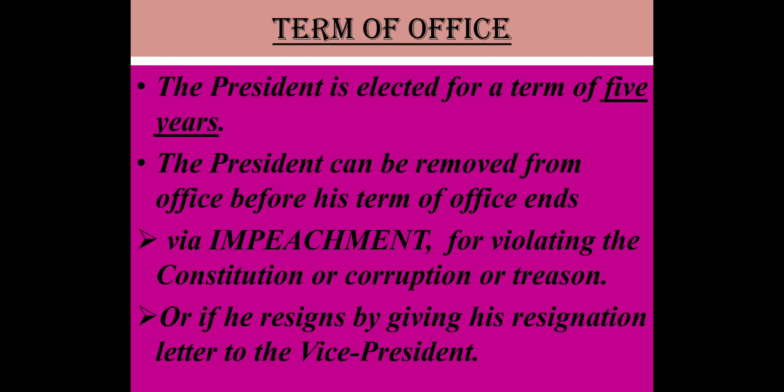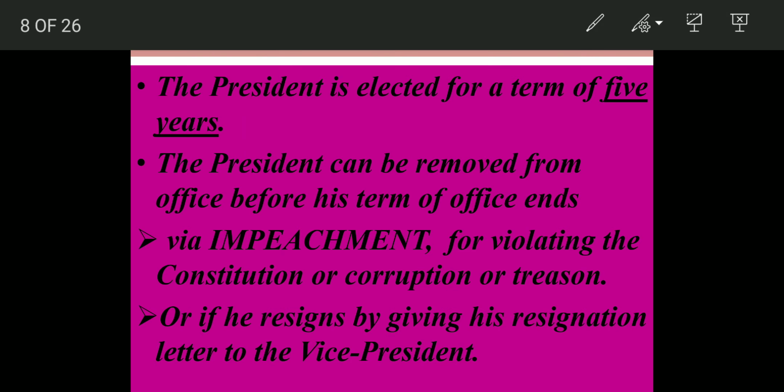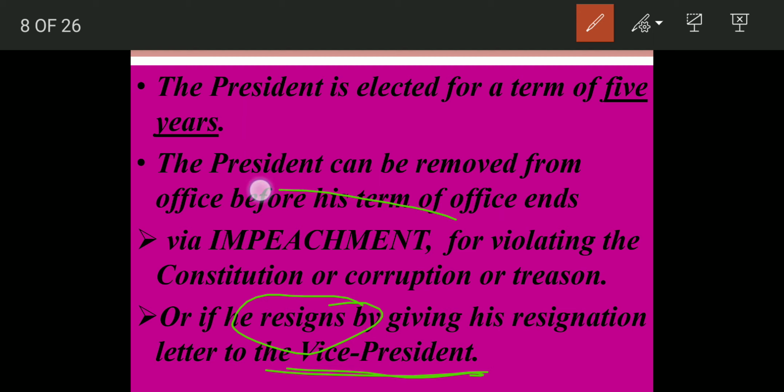Then the second condition is if he resigns. If the president decides that he no more wants to continue being the president, he can resign by submitting his resignation to whom? To the vice president. So he can resign and vacate his office even before the completion of 5 years. And the third case is in which he can be removed from office. Before the completion of 5 years, he can be removed from his office by the process of impeachment.